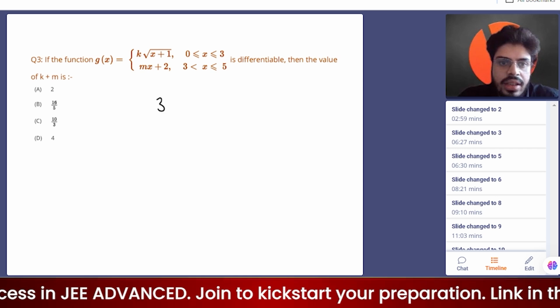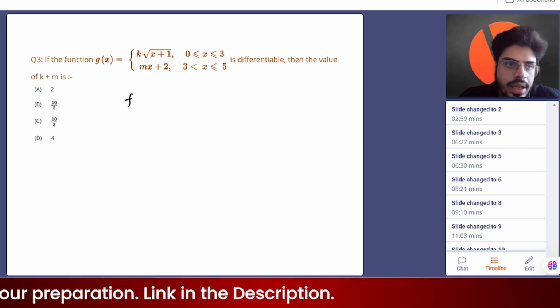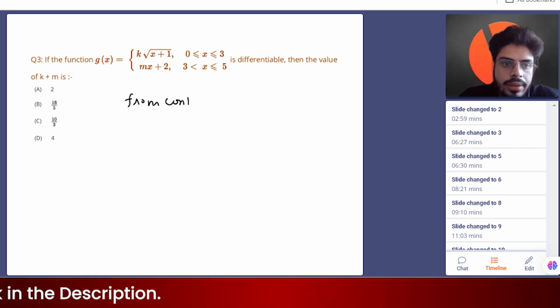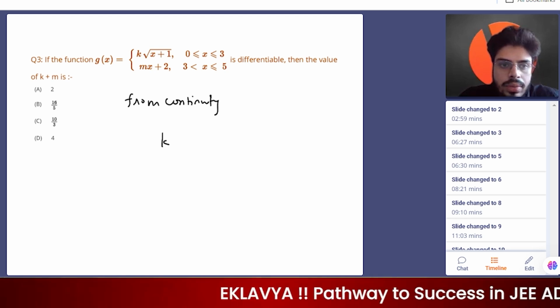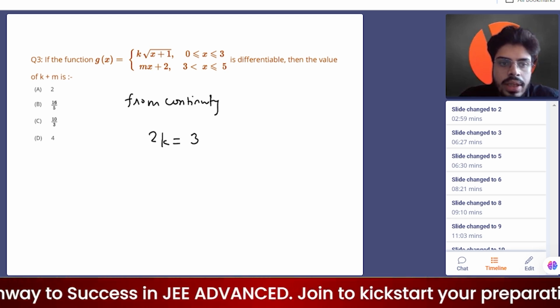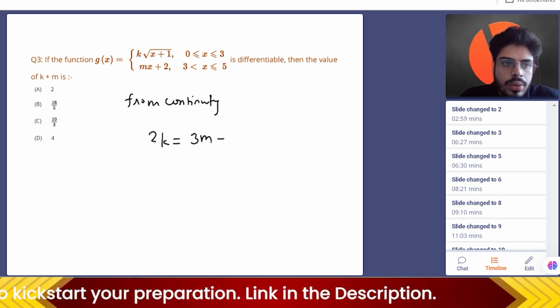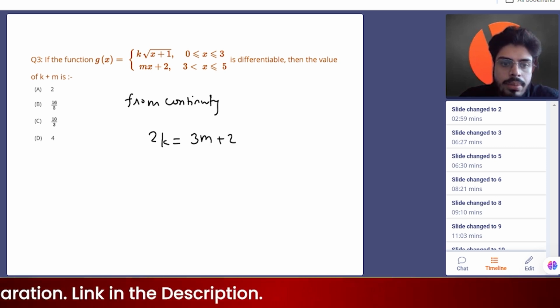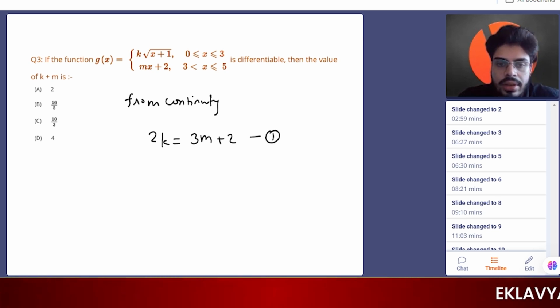The left hand limit will be 3k, from continuity. From continuity we can say k into 3 plus 1 root 4, that is 2, so 2k should be equal to mx, that is 3m plus 2. So 2k is equal to 3m plus 2. That is equation 1.